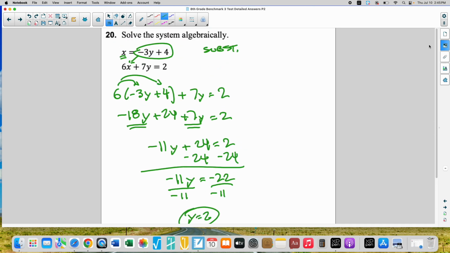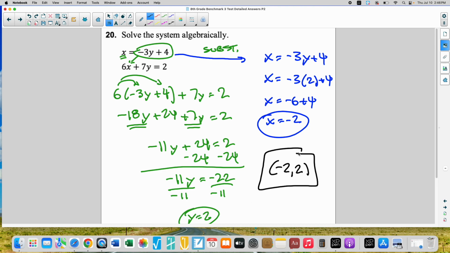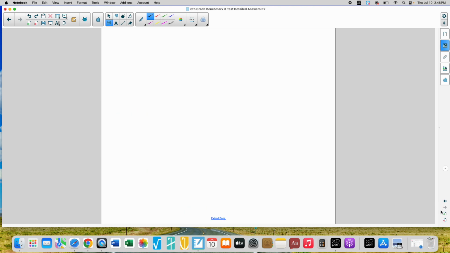That's the first part. So we have the y solution to the coordinate. And then we'll take this equation, x equals -3y plus 4, and substitute this y value in here. That will give me my x value. So x equals -6 plus 4, x equals -2. So my solution to the system is (-2, 2). Notice I put my x value in the x coordinate, my y value in the y coordinate. A lot of students will make the mistake and put (2, -2), but that's not the x value, that's the y piece of the coordinate.